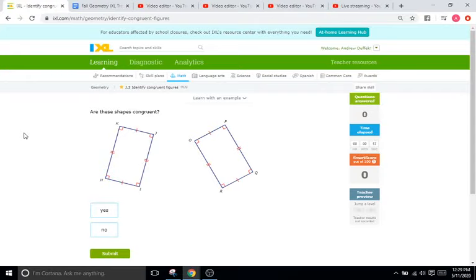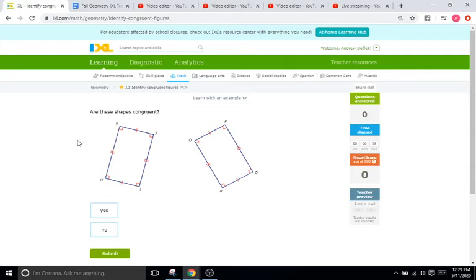This is Mr. Duffick, and today we are doing IXL J3, which is just identifying congruent figures. All of these problems just have you looking at two different shapes and seeing if they are congruent. Now remember, the word congruent just means same or equal or identical. So in essence, they are giving you the same shape twice, and you have to determine whether they're actually the same shape or not.